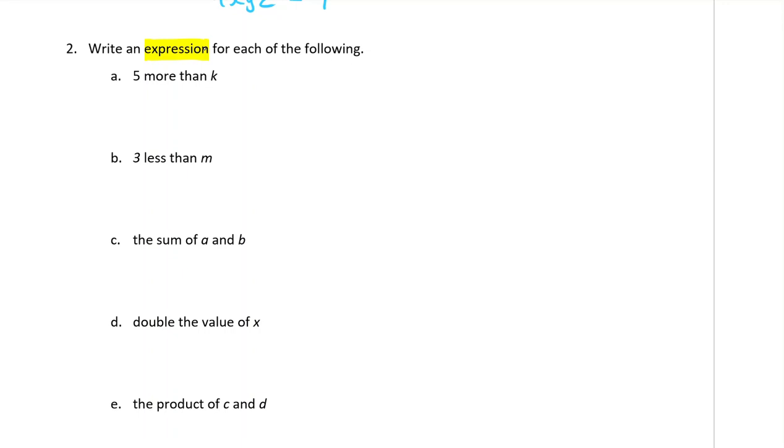Okay, all we're trying to do in these next questions is read a sentence and then write down that sentence using numbers and symbols and letters. So if it says 5 more than K, let's have a think of our 4 basic operations. We have add, subtract, multiply, and divide.